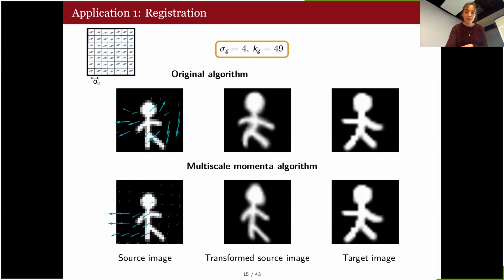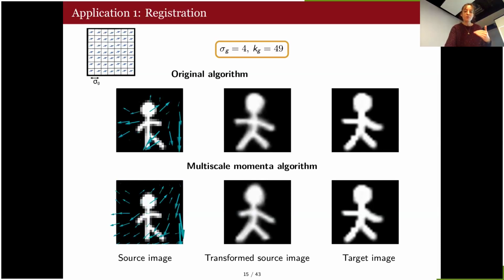And so here we go down one scale and we progressively incorporate finer and finer scale coefficients. And now we are at the last scale and there are no constraints anymore on the momentum vectors. And so, as you can see here, we basically reach two similar results and two similar velocity fields, with the difference that the multiscale momenta algorithm estimates velocity fields that are more regular.